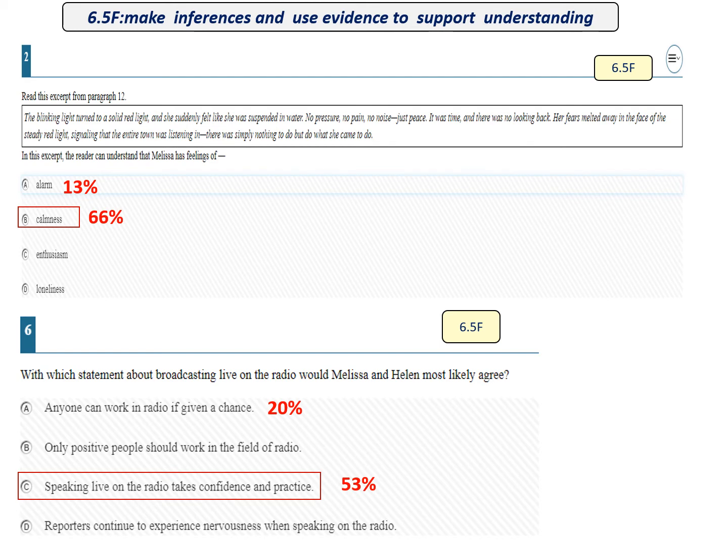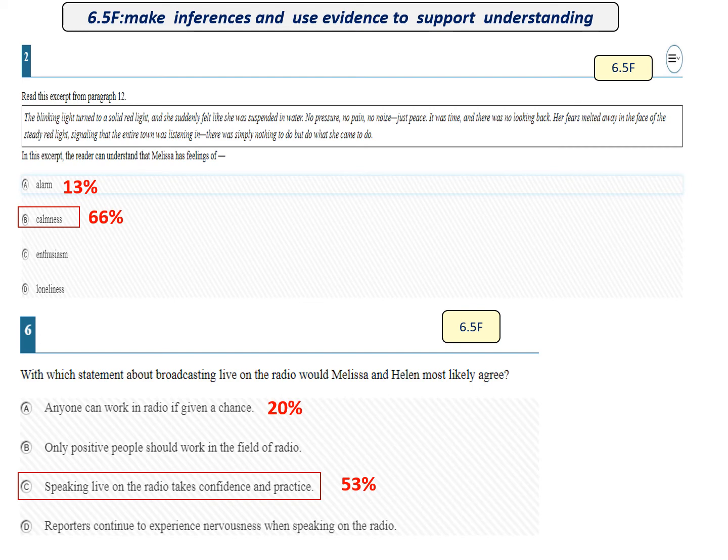Students performed fairly on question 2. They were almost there, at 66%, but question 6 proved to be more challenging. So that is the one that we will look at. Question 6 reads, "With which statement about broadcasting live on the radio would Melissa and Helen most likely agree?" 53% of students chose the correct answer, which is C, "Speaking live on the radio takes confidence and practice."